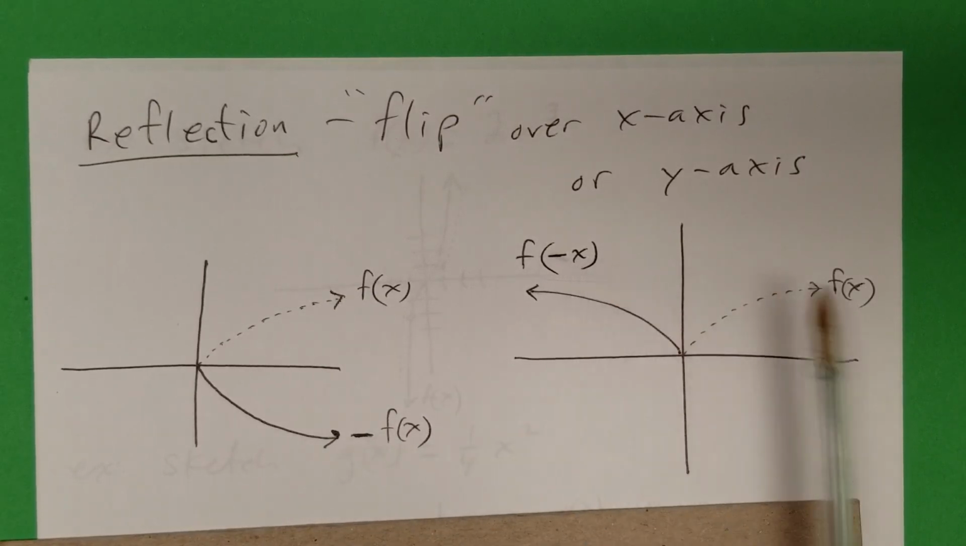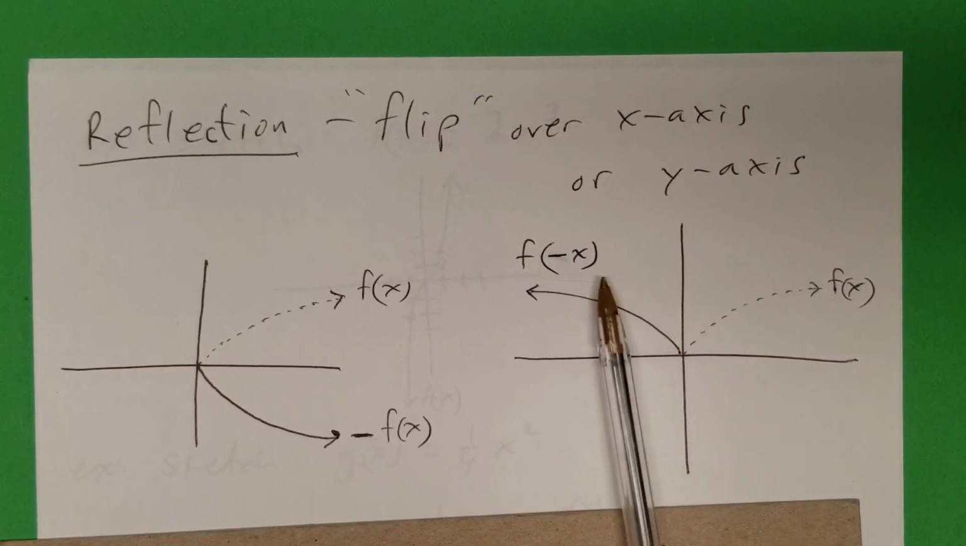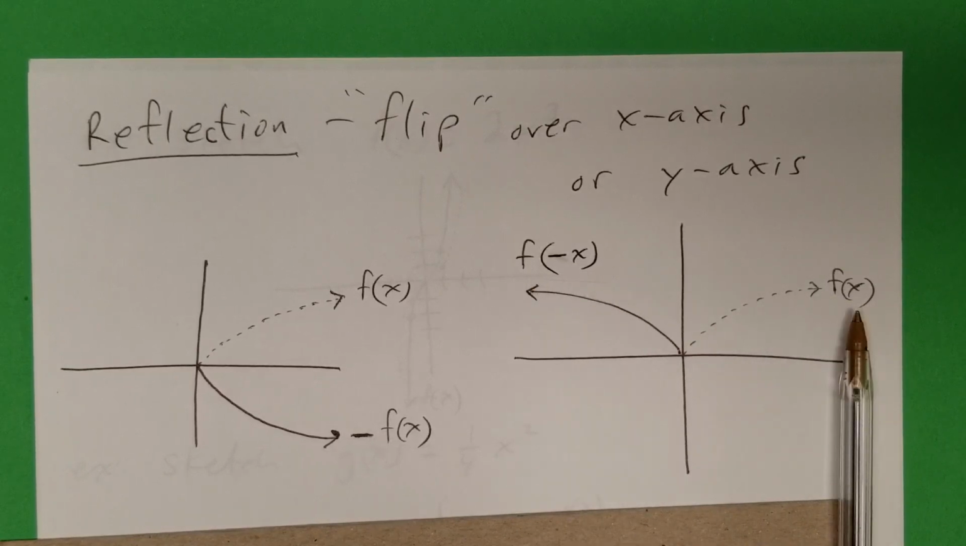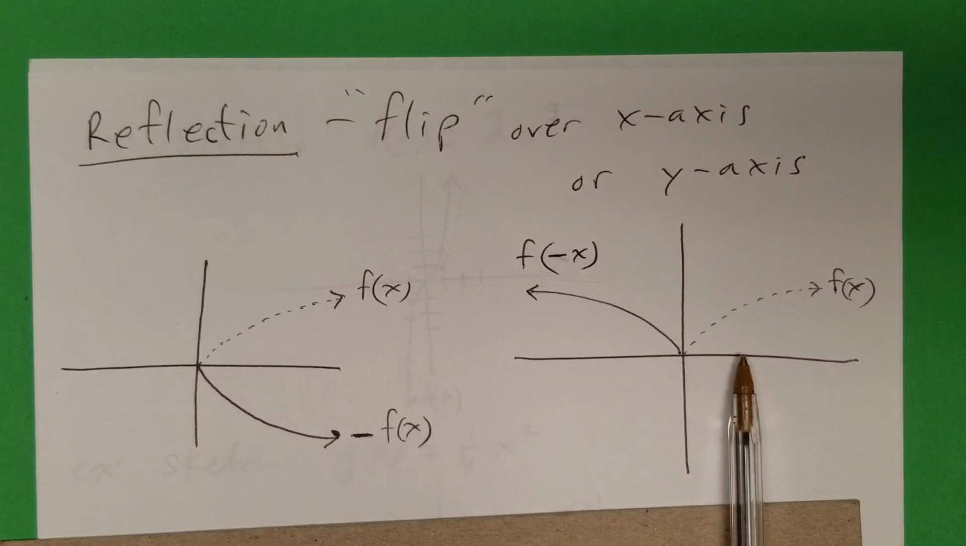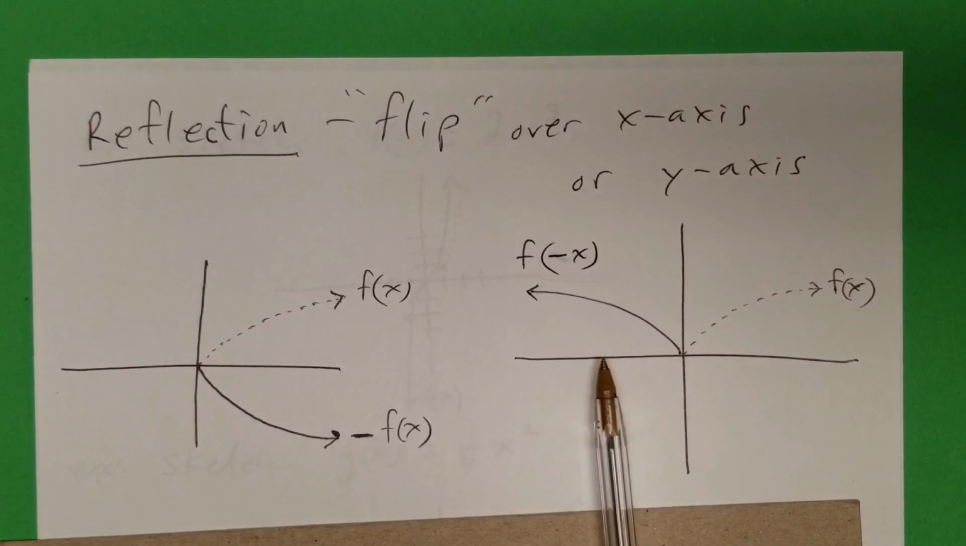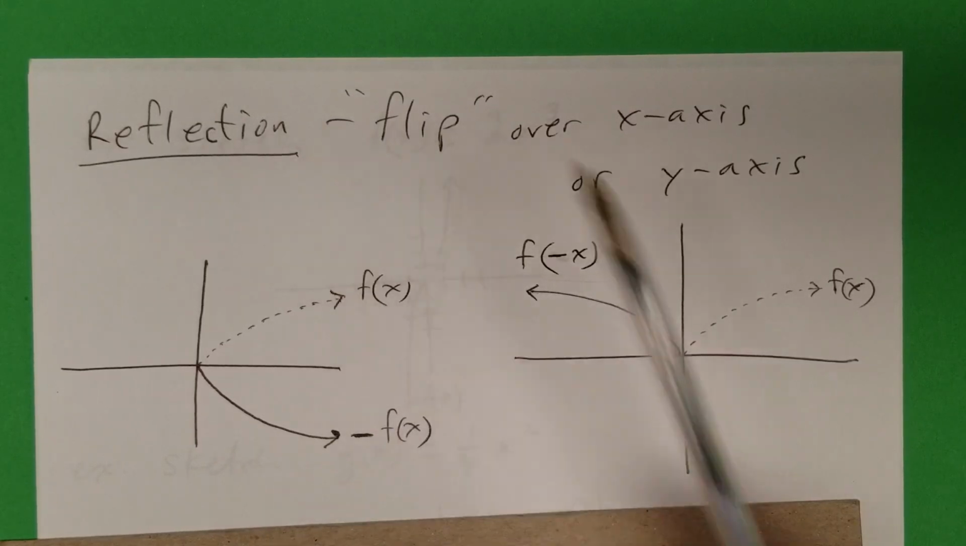If you make the x negative, right, on the inside, then you're flipping over the y-axis, right? It's the same x, but now it's negative, so it comes over here. Okay? That's called flipping or reflection.